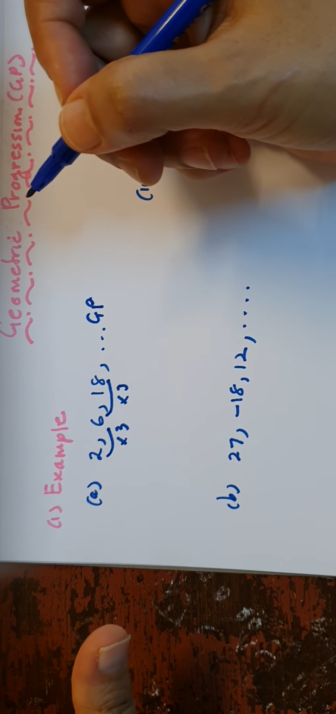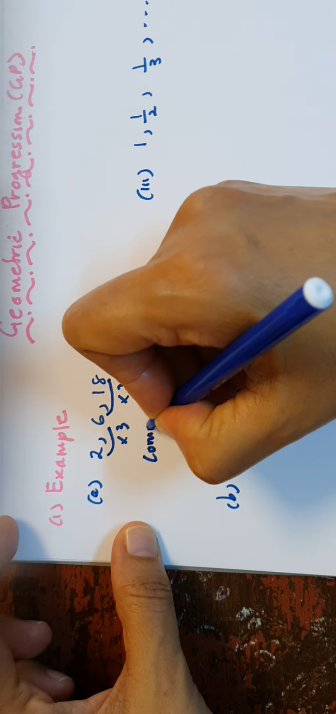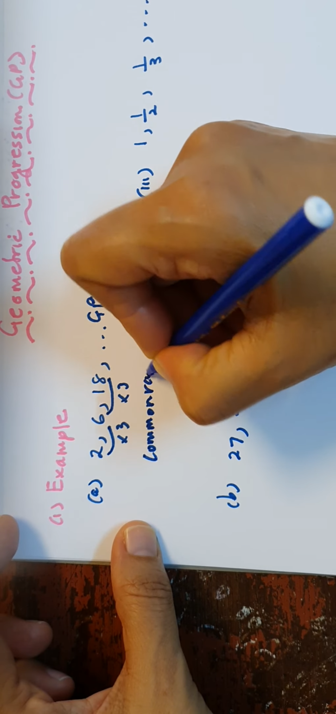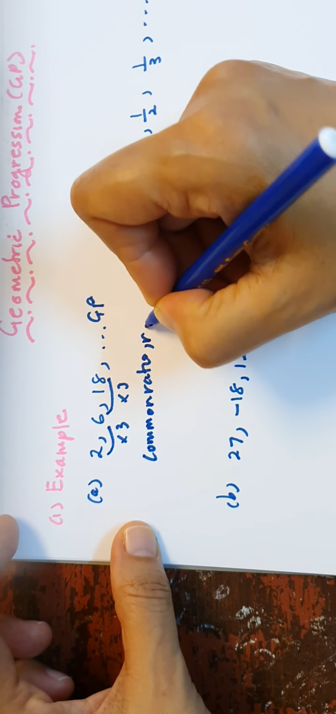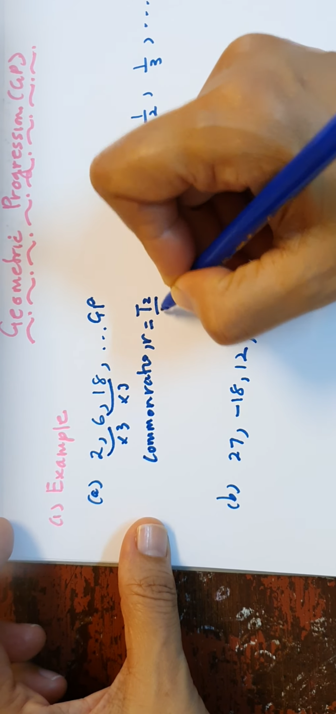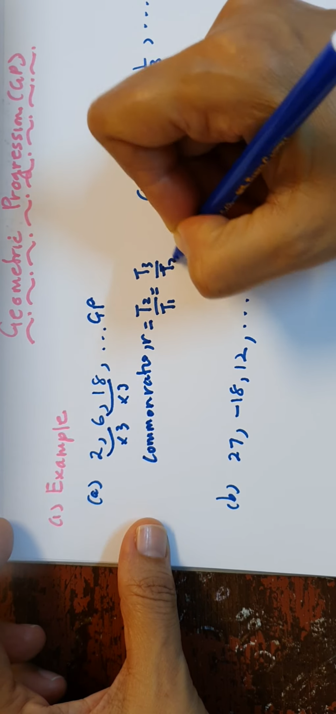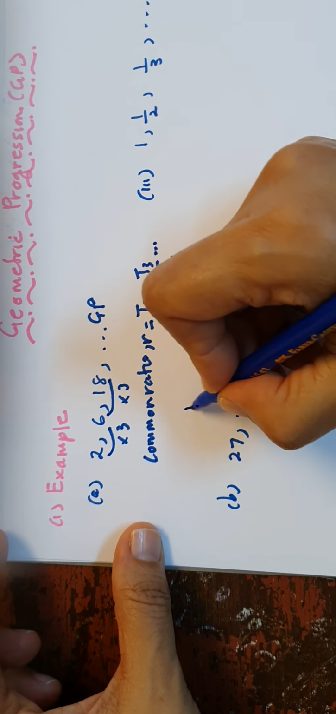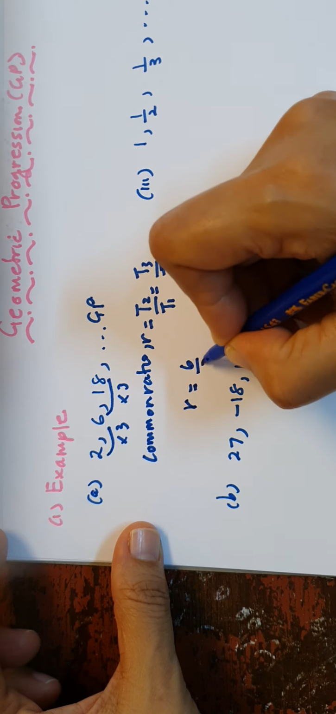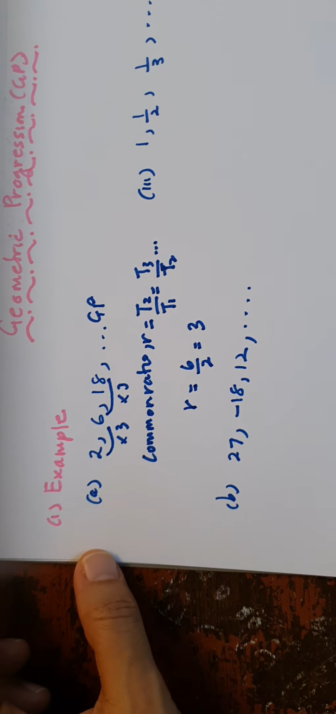In a geometric progression, you have a common ratio. The common ratio has a symbol. The symbol for the common ratio is R, and it's equal to the second term divided by the first term, or it can be the third term divided by the second term, and so on. So in this case, my R is equal to 6 divided by 2, which is equal to 3. So this is an example of a GP.